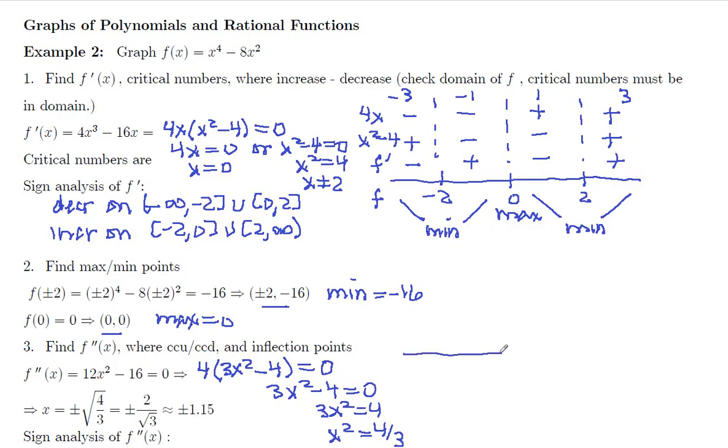So to determine our concavity here, we had that 0 in the middle, and our -2 here, let's just bring those down, and a 2 there. But our critical numbers for f double prime are the plus or minus 1.15. So about right here, negative 1.15, and about right here, positive 1.15.